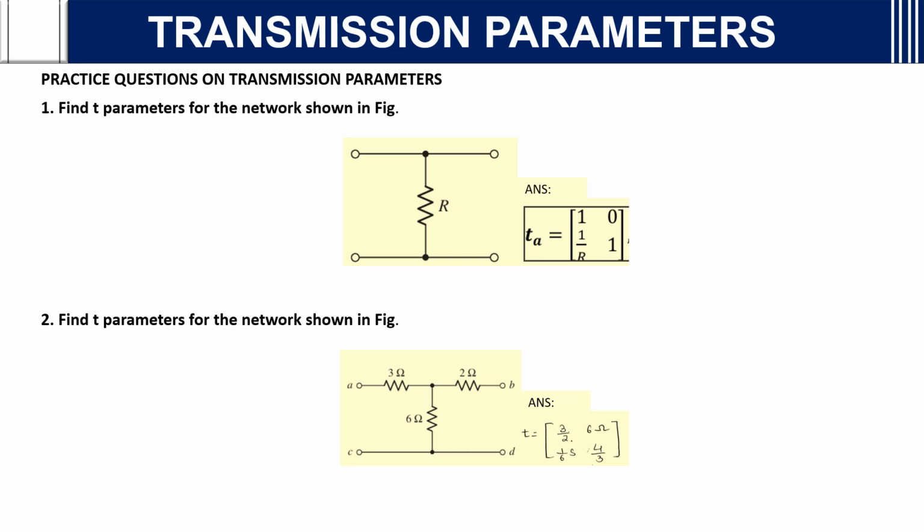These are the practice questions on the transmission parameters. These are very easy. These two questions you can solve. This similar type I've already solved in the previous slides of the same topic. So it's very easy. Apply KVL to both sides. You can easily get the T parameters by just substituting the values.